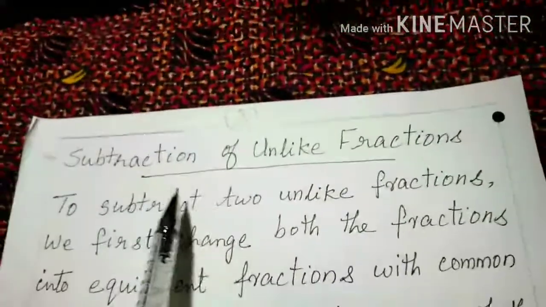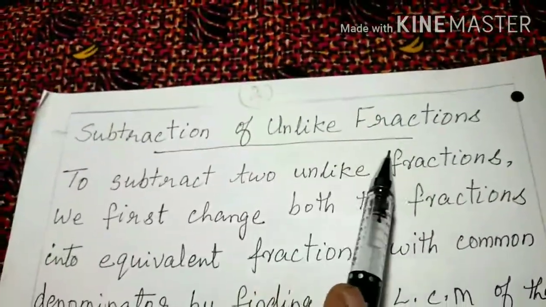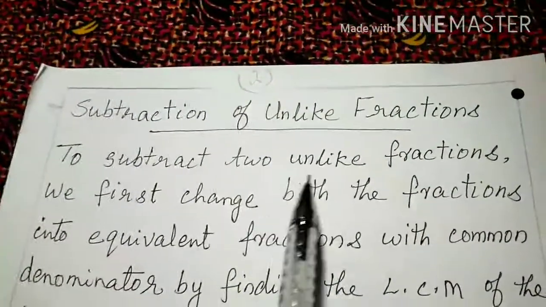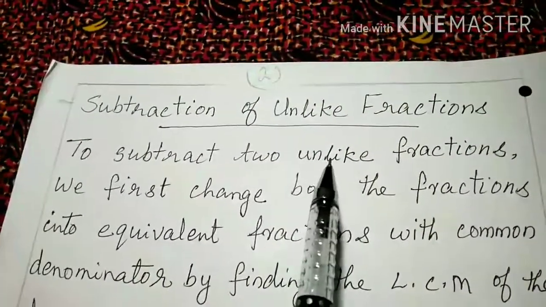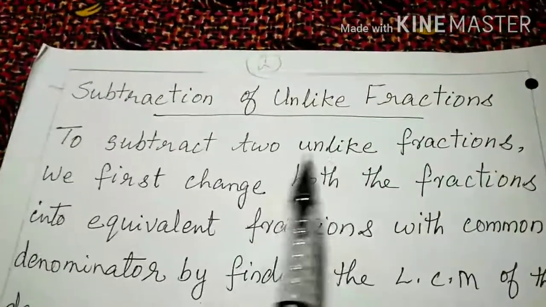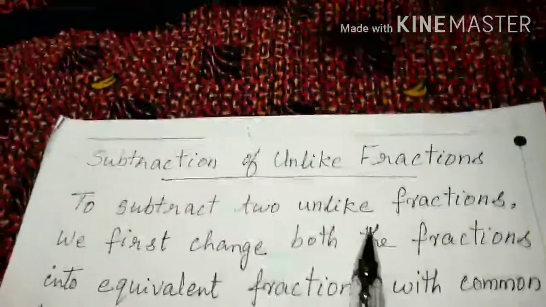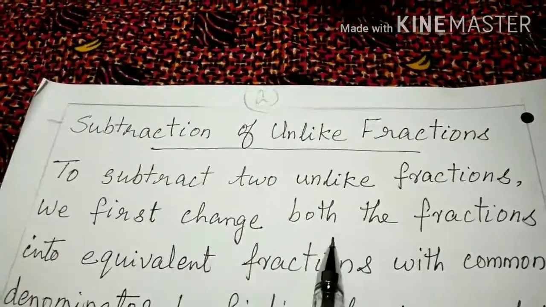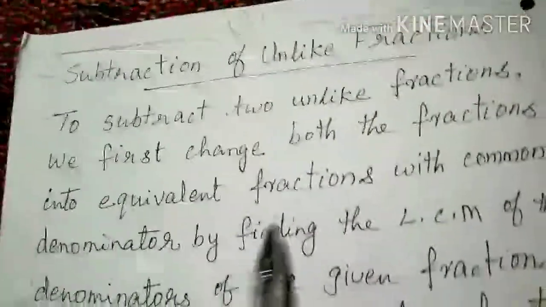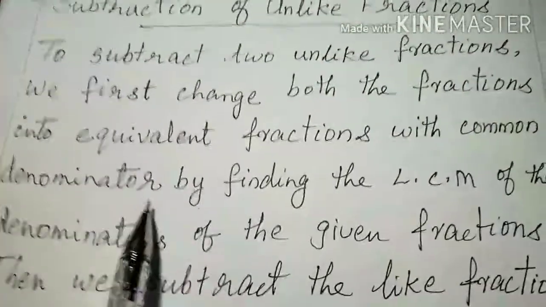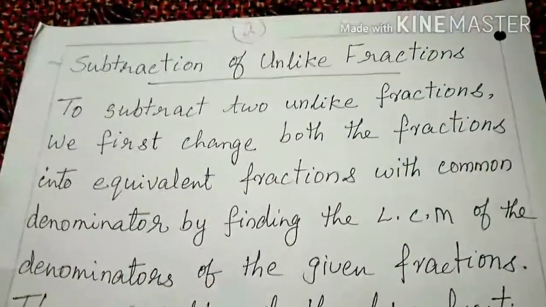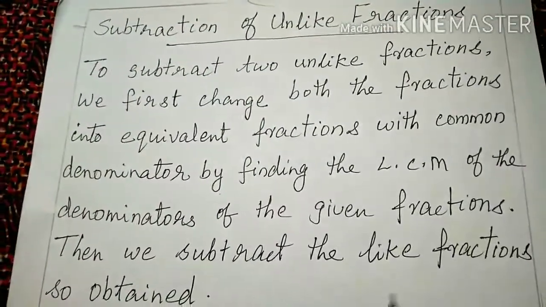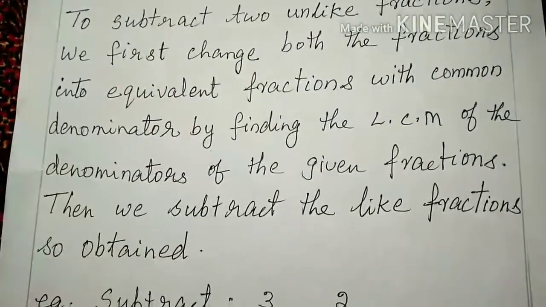Second type of subtraction is subtraction of unlike fractions. If you know the addition of unlike fractions, you can do the subtraction of unlike fractions also by changing the addition sign to a minus sign. To subtract two unlike fractions, we must first change both the fractions into equivalent fractions with the common denominator by finding the LCM of the denominators of the given fractions. Then we subtract the like fractions so obtained.